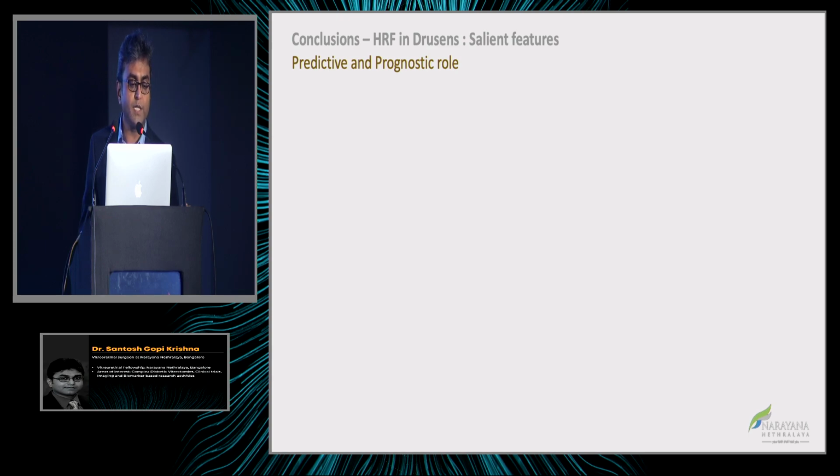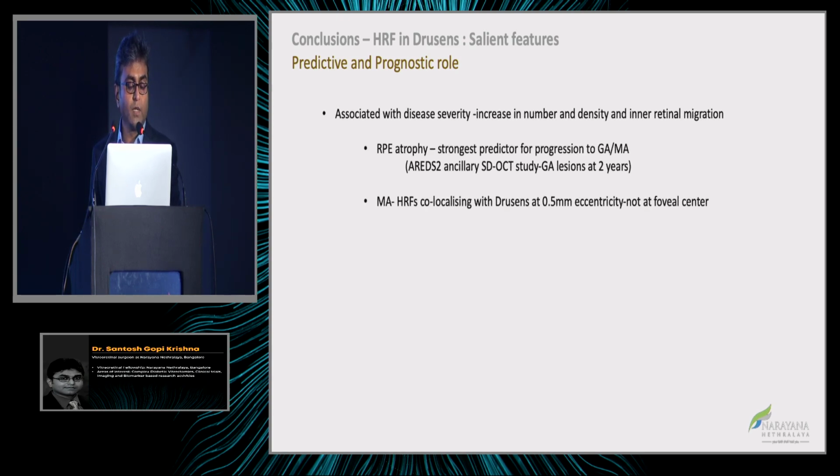So to conclude, HRFs in drusen definitely have a predictive and prognostic role. They are associated with disease severity. They increase in number and density as time goes by, and migrate into the inner retinal layers. RPE atrophy has been noted even in adults to study. And macular atrophy is more seen in these HRFs when they are co-localizing with drusen, not exactly at the foveal area, but a little eccentrically. There are changes in HRF that lead to drusenoid PED collapse.